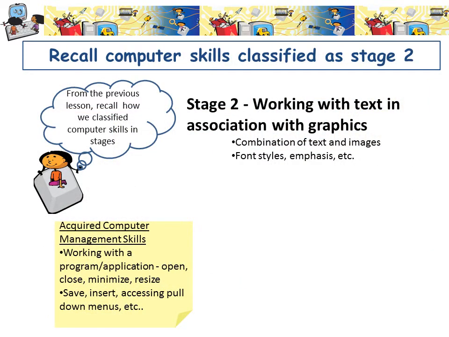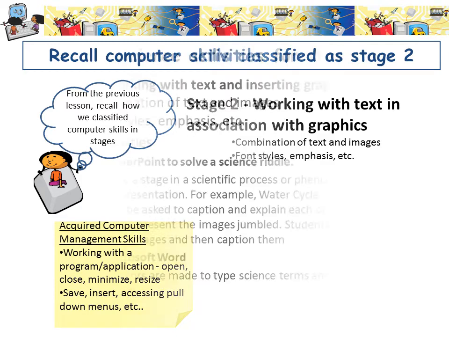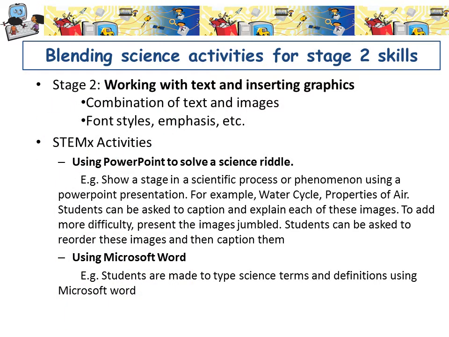Let's quickly recall what we discussed about stage 2. Stage 2 is appropriate for kids who are comfortable in inputting text and drawing simple pictures. They are now ready to be introduced to a program or application such as PowerPoint or Microsoft Word. We recommend use of PowerPoint for tasks that need combining text and images. At this stage, science activities can involve learners adding appropriate captions to a set of images given to them. These can be done through Word and PowerPoint.